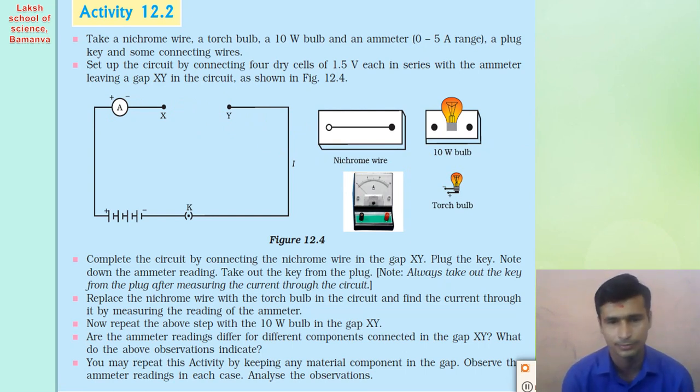Why does this happen, right? Why does this happen? Because the resistances of the different components are different. The resistance of the nichrome wire is different, the resistance of the 10-volt bulb is different, the resistance of the torch bulb is different. If you take a copper wire, then its resistance is also different. So different components have different resistance, and because of this different resistance the current passing through each component is different. So by this activity we concluded that the electric current passing through different components is different, right?